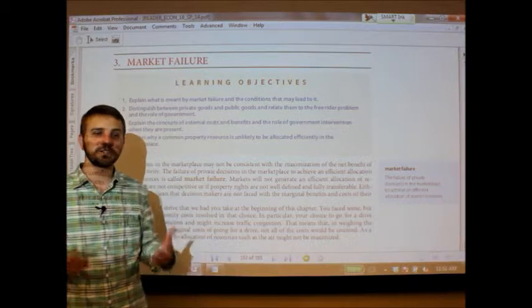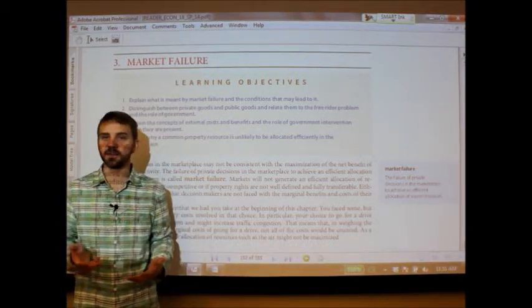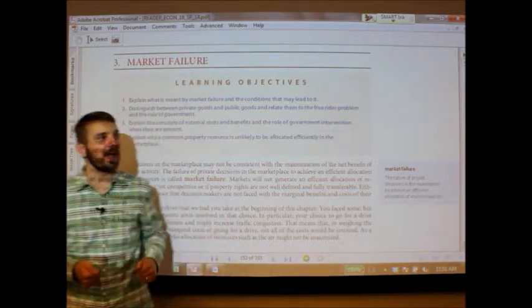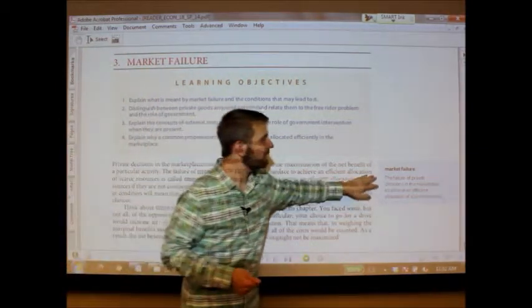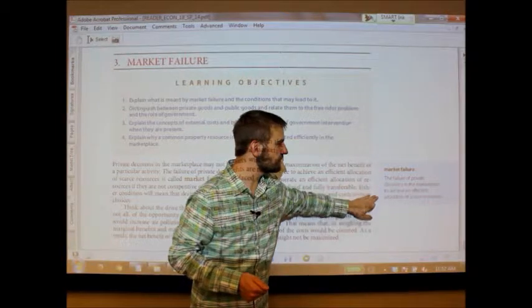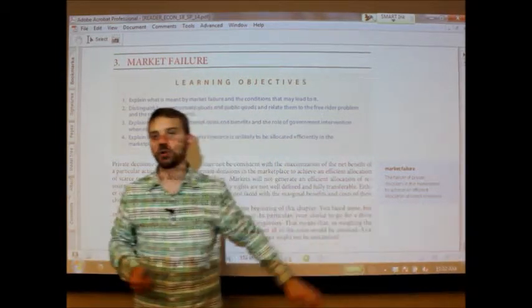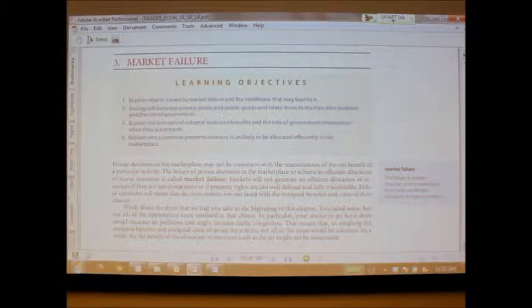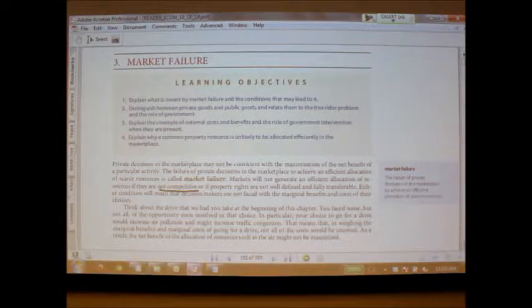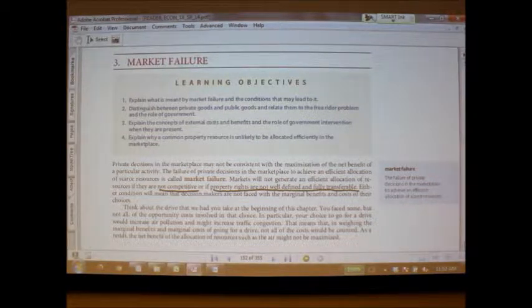But we also mentioned there are some situations where markets left to themselves will not achieve efficiency. And this is called market failure: the failure of private decisions in the marketplace to achieve an efficient allocation of scarce resources. And so what are the reasons for market failure? There are several. One, if markets are not competitive. And this is called, sometimes in the extreme, a monopoly. You have one seller. What about if property rights are not well defined and fully transferable? We'll look at situations where this is the cause of market failure.